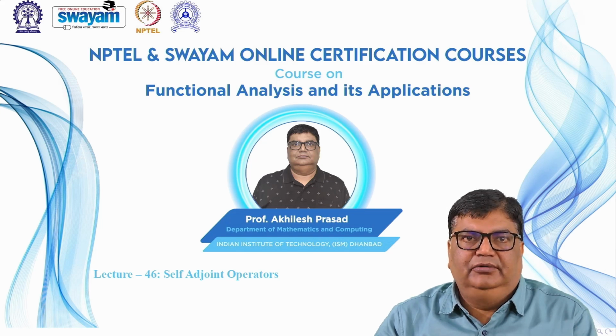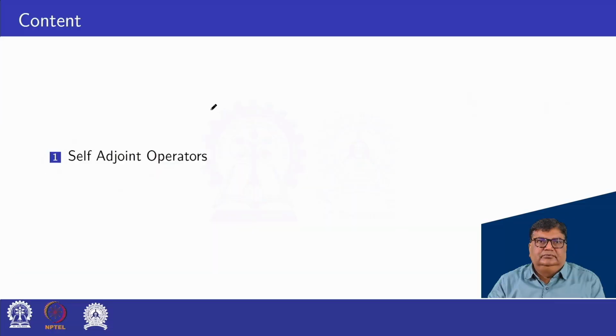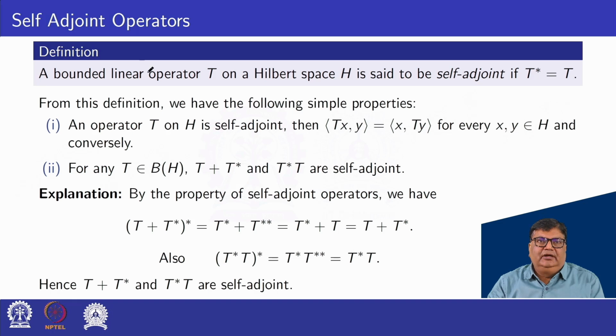In this lecture, we will discuss the self-adjoint operators. This is the content of today's lecture, self-adjoint operators. Definition of self-adjoint operators. A bounded linear operator T on a Hilbert space H is said to be self-adjoint if T star is equal to T.